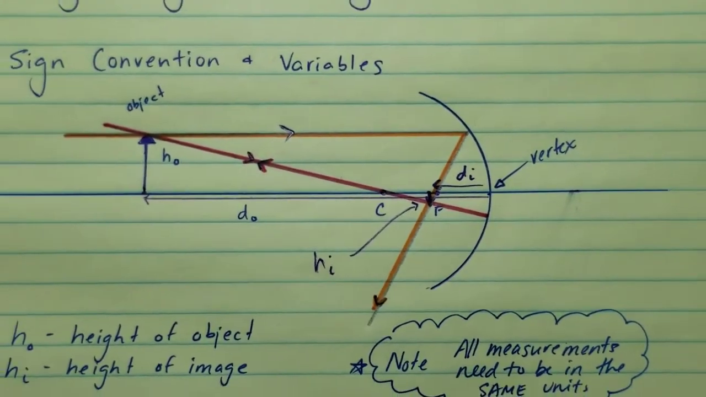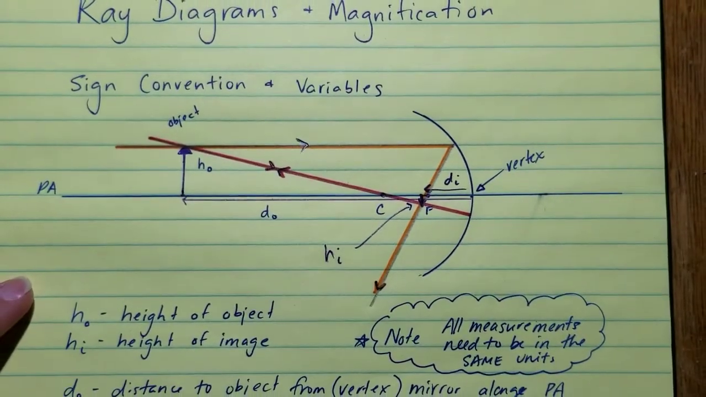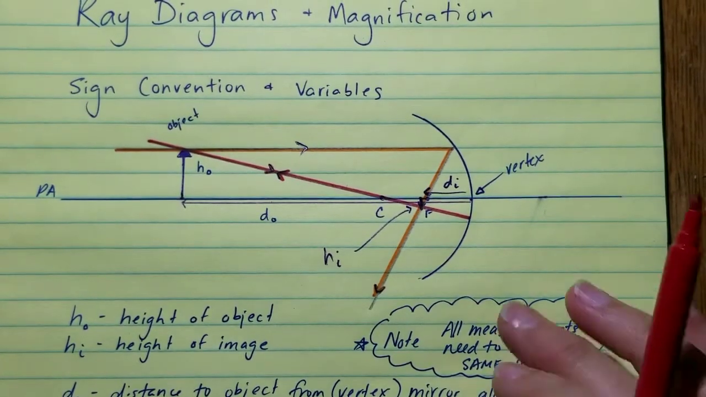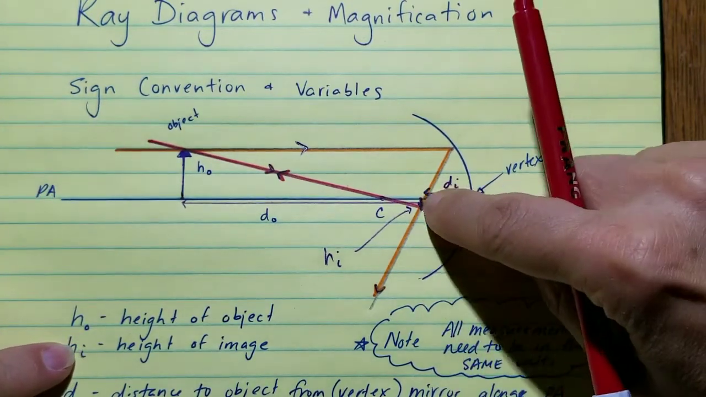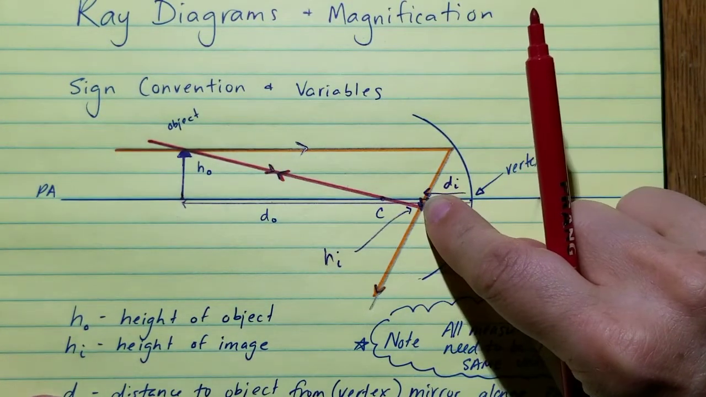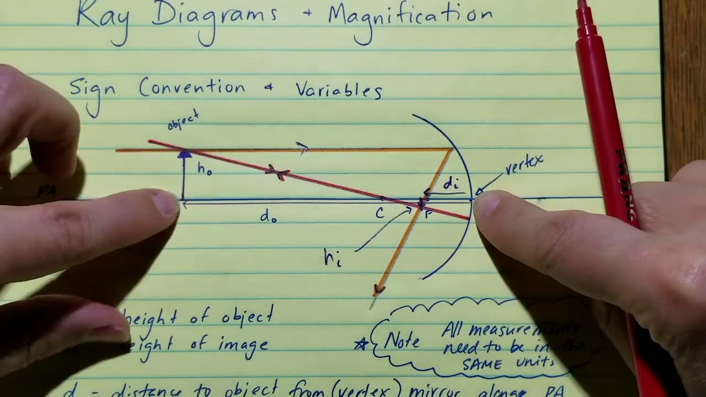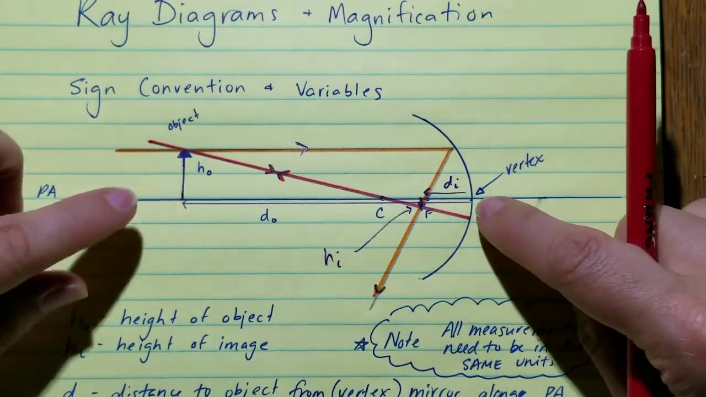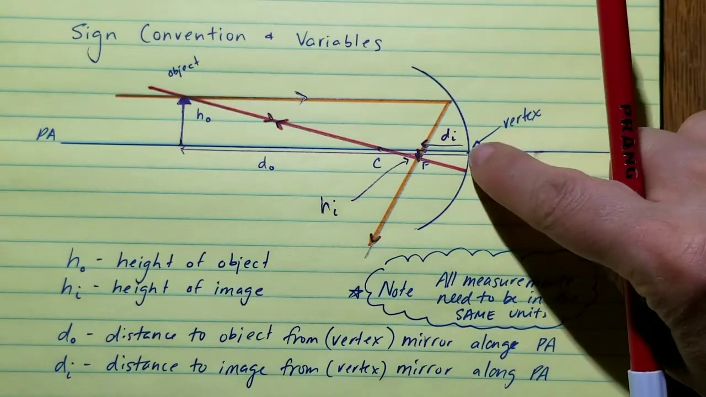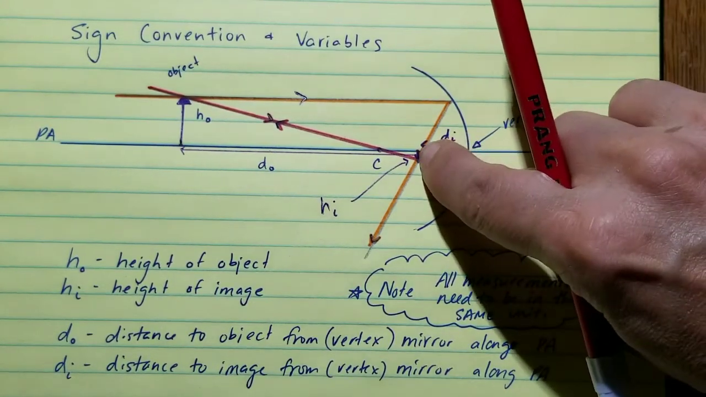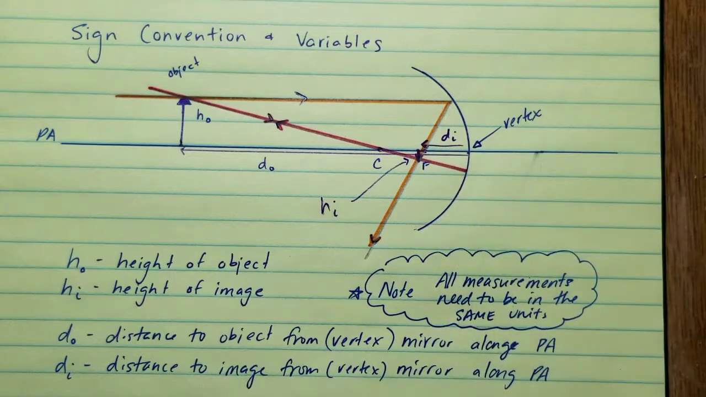So I've mentioned a whole bunch of things. Let's talk about the things that are new. Okay, so height of the object, height of the image. Okay, distance to the object measured from the vertex. I have it there. Distance to the image is also measured from the vertex. We'd measure it there. Oh yeah, I have DI right there.